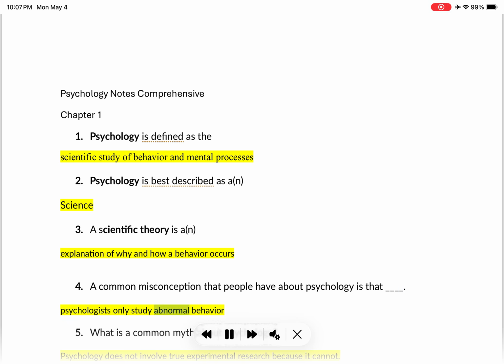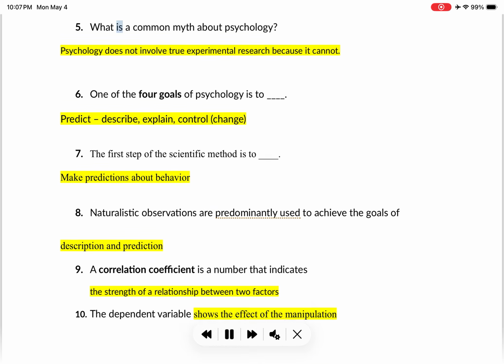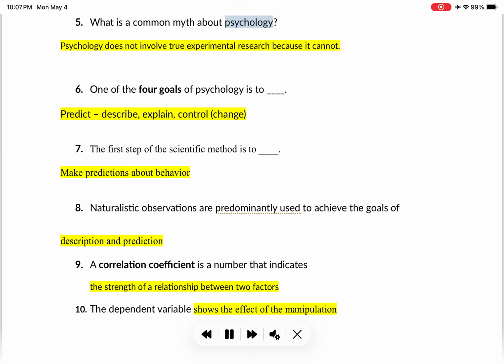A common misconception that people have about psychology is that psychologists only study abnormal behavior. What is a common myth about psychology? Psychology does not involve true experimental research because it cannot. One of the 4 goals of psychology is to predict, describe, explain, control, change.